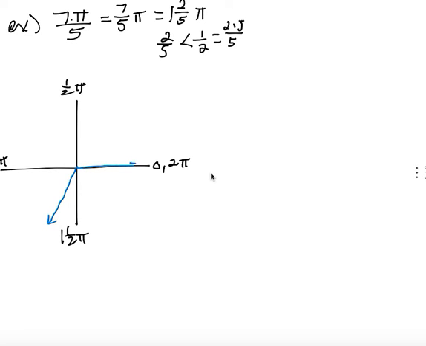Initial side's where it always is. This is a positive angle, so I'm rotating in this direction. Last thing I need to do is label my reference angle. So again, we know that this here is 1 and 2/5 pi, pardon me. 1 and 2/5 pi.